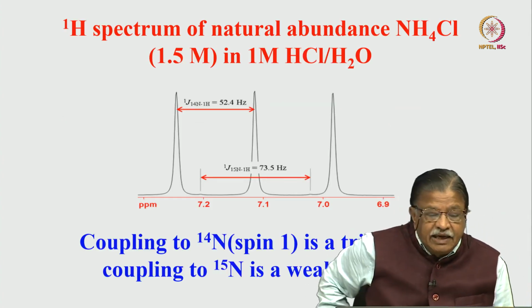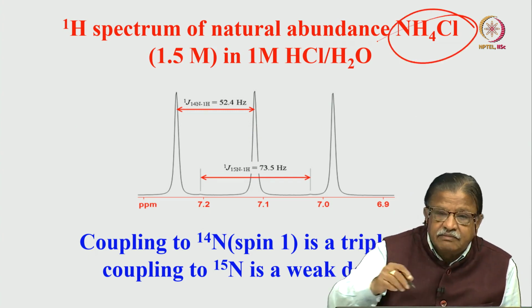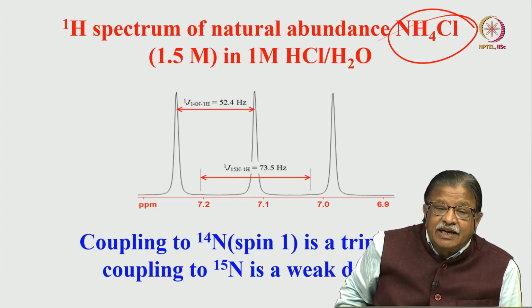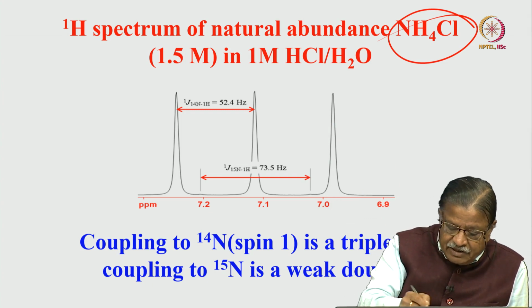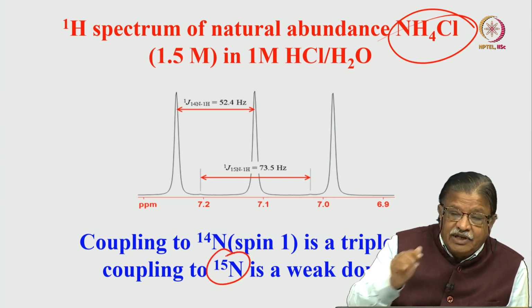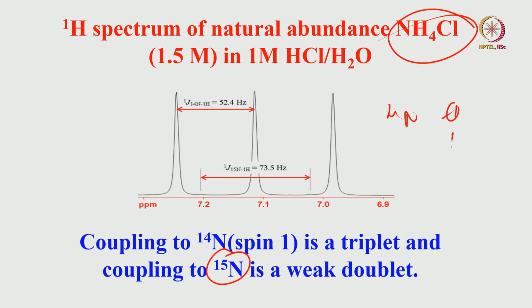We will see now. Take the example of the proton spectrum of NH4Cl. Interestingly, nitrogen 14 is highly abundant, almost 99.6%, and 0.37% is the abundance of nitrogen 15. N14 is spin 1, N15 is spin half. So N14, when it is coupled to proton, will give 3 lines of equal intensity, 1:1:1, because there are 3 possible spin states, +1, 0 and -1. So it gives a 3 line pattern. Whereas nitrogen 15, spin half, has only 2 possible spin states, alpha and beta. As a consequence, it will give 2 lines, only a doublet.